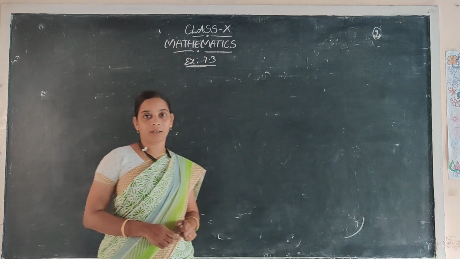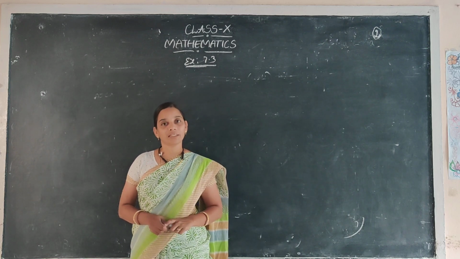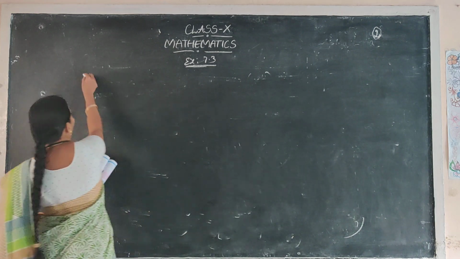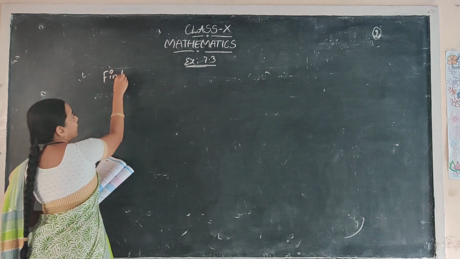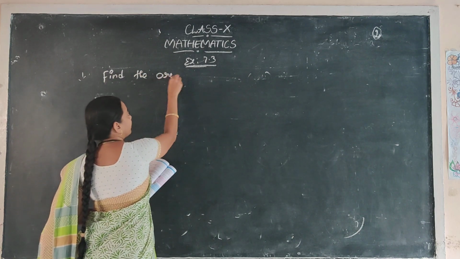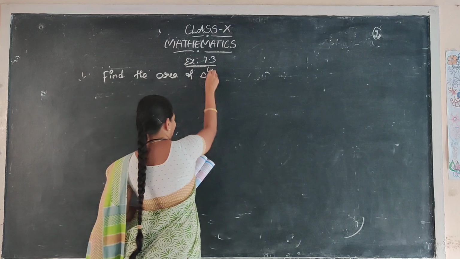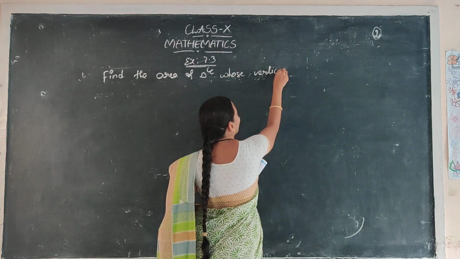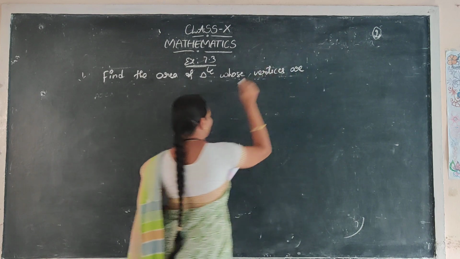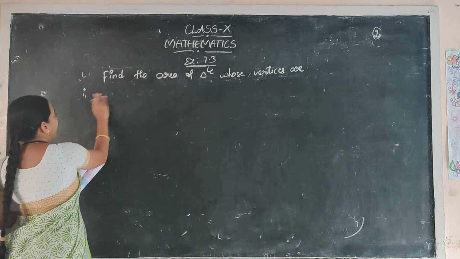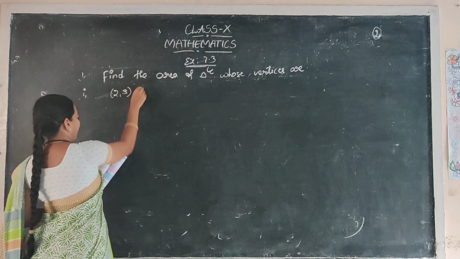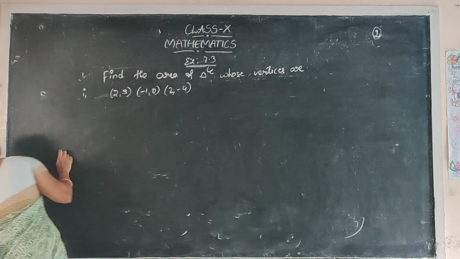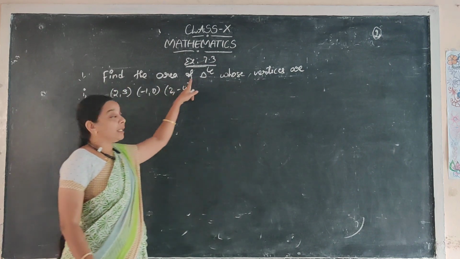Formula of area of a triangle. Okay, using that formula we have to solve exercise 7.3. So the first one is: find the area of a triangle whose vertices are (2, 3), (-1, 0), (2, -4). Now find the area of the triangle.